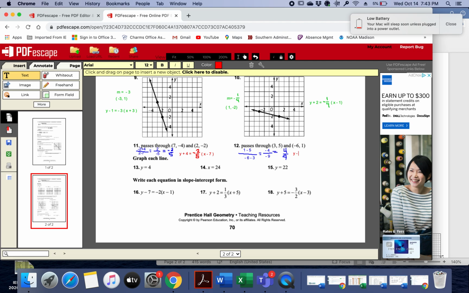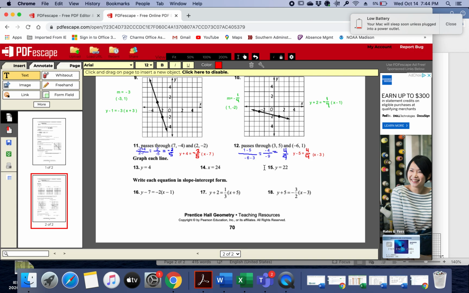Y minus our y value. Again, I'm going to choose this first point. And it's really arbitrary. You could choose the other point if you would like. Equals, and then our slope, which is 4/9. Okay. And that's going to be times x minus x1. In parentheses, x minus, and our x value of that same point is 3. So make sure that you remember which point you started with, which point you're coming from, so that you can be consistent with your answers there.